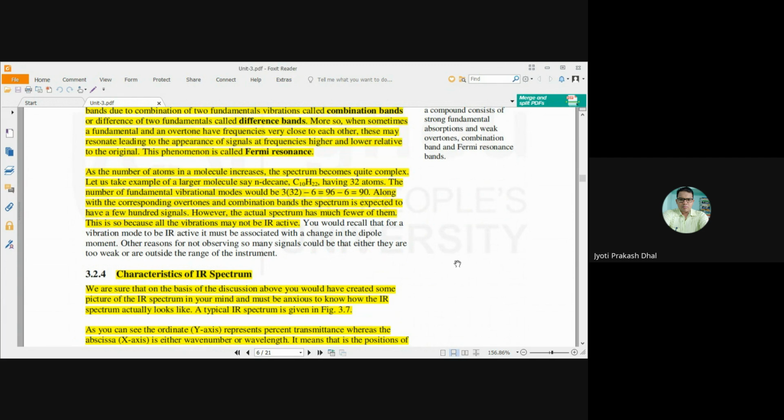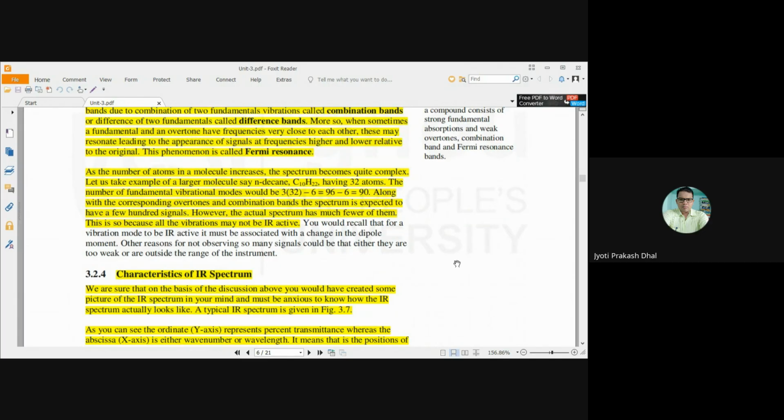So if we consider the decane molecule, the formula is C10H22, so the total number of atoms equals 32. That means the molecule contains 32 atoms, and hence the total number of vibrational modes equals 3n minus 6, since it is a nonlinear molecule. So the total number of vibrational modes equals 3 into 32 minus 6, that is 96 minus 6, that is 90.